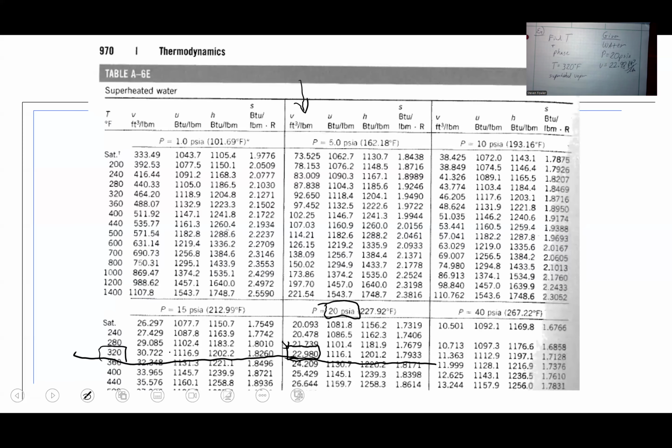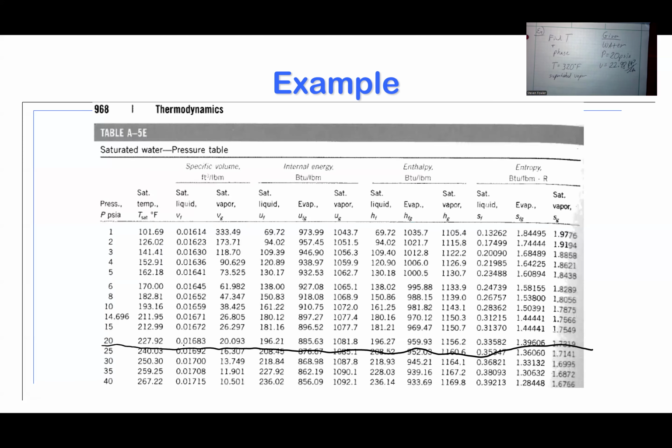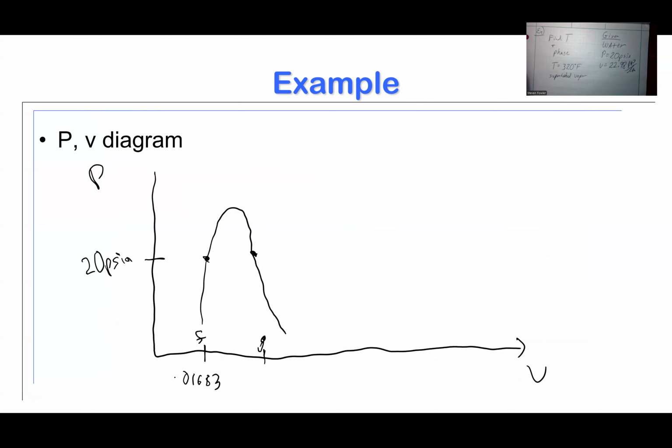0.01683. And then the saturated vapor value we found earlier was 20.093. And again, units, these are all cubic feet per pound mass.